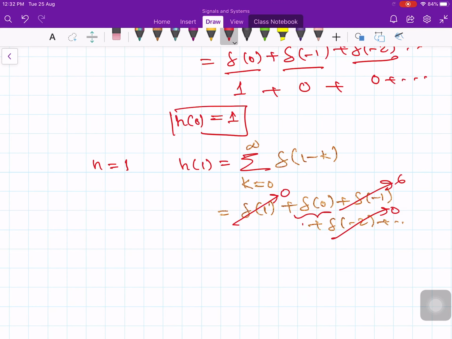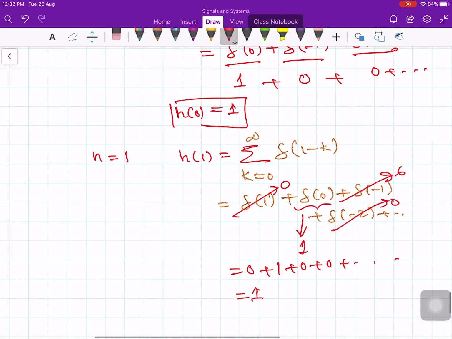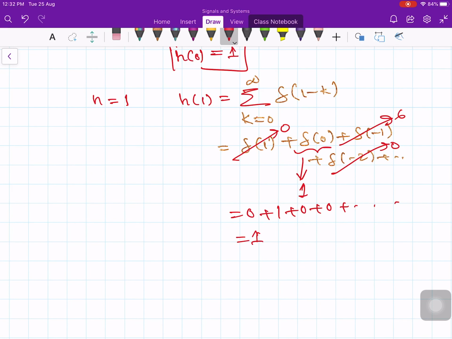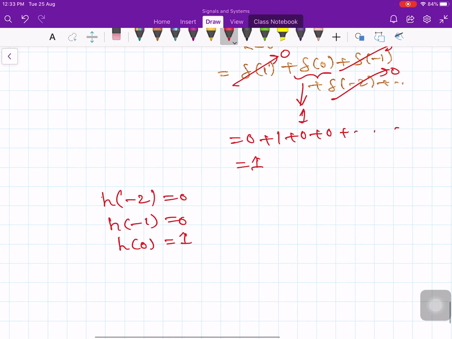Therefore 0 plus 1 plus 0 plus 0 plus dot dot dot. Therefore this also is 1. Like that you can substitute n equal to 2, 3 and 4 and so on and so forth. So h of minus 2 is equal to 0, h of minus 1 is equal to 0, and h of 0 is equal to 1, h of 1 is equal to 1, h of 2 is equal to 1, h of 3 is equal to 1, and so on, it keeps on going.